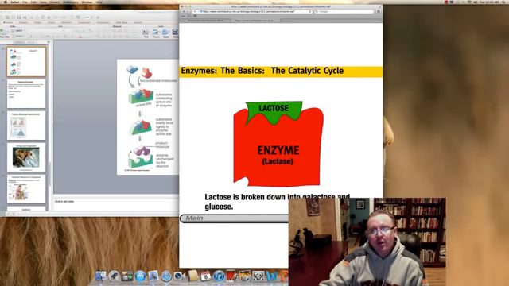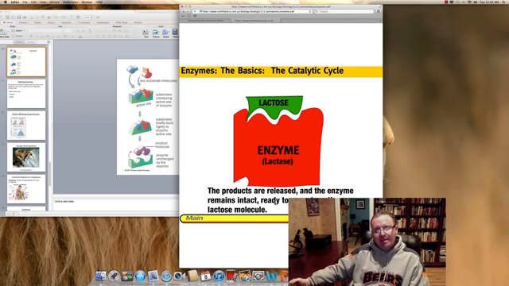If you happen to be lactose intolerant, that means if you drink milk, you get bad cramping and gas pains. That means you're either lacking entirely or partially this lactase enzyme. All right, after the enzymatic reaction has occurred, the products are released and the enzyme remains intact, ready to accept another lactose molecule, so the cycle can continue.